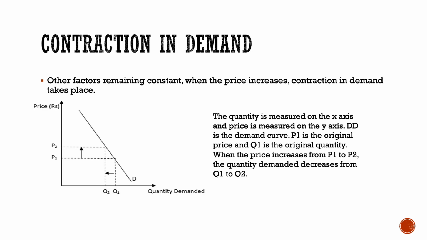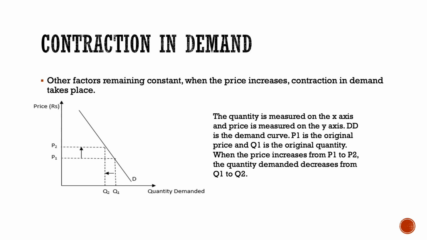Contraction in demand. We'll do the definition first. Other factors remaining constant, when the price increases, contraction in demand takes place. Now what do you mean by this contraction in demand? The factors which affect the demand, the factors which determine the demand, should remain constant, meaning it should remain same, and only when the price increases, the quantity demanded will decrease, meaning contraction in demand will take place.